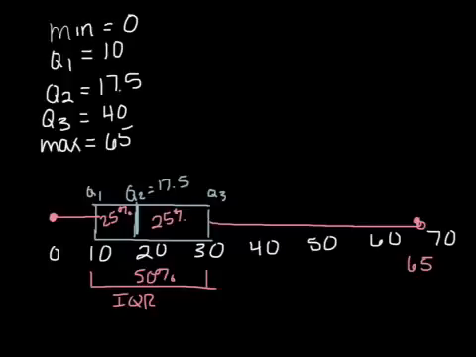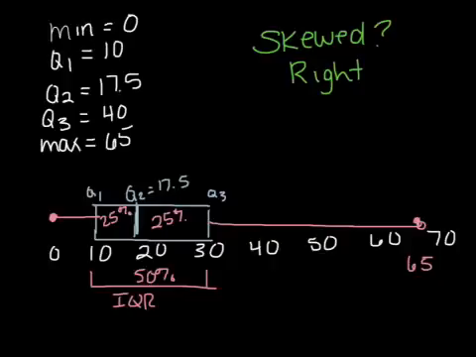So question, is this graph skewed? And if so, what direction is it skewed? Well, it's going to be skewed right because I have an outlier on the right side of my graph. So there has to be an outlier somewhere in here, and probably the outlier is the 65. So we have a skewed right graph.